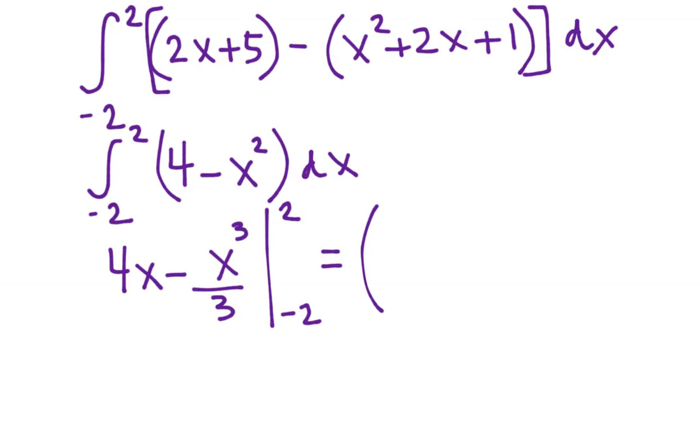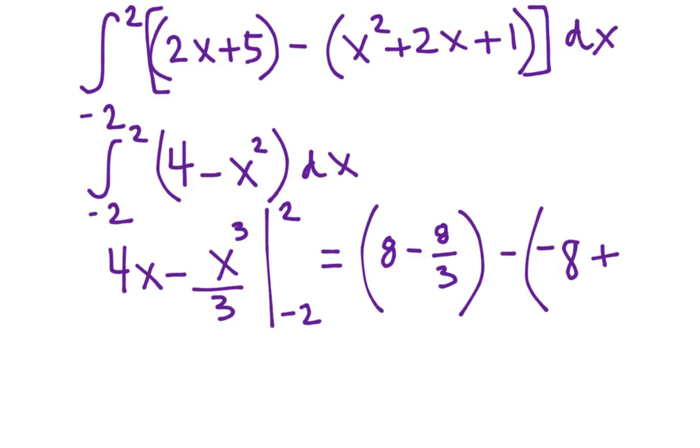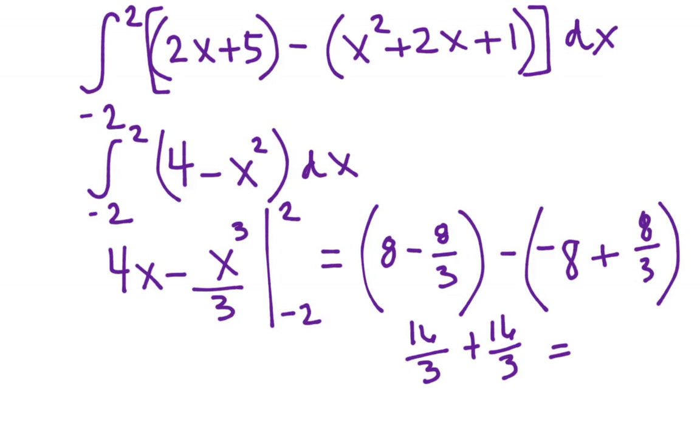And so I have 8 minus 8/3 minus negative 8 plus, because it's a negative 2 cubed, which is going to be a negative 8 times a negative in front, 8/3. 24/3 minus 8/3 is 16/3, minus negative 24/3 plus 8/3, which is a negative 16/3, so we'll change that. Final answer, 32/3.